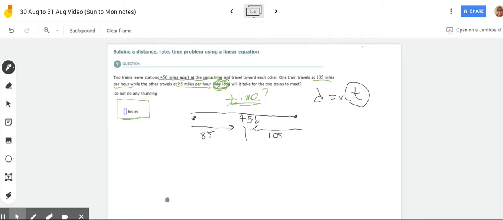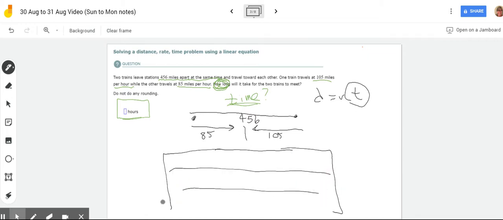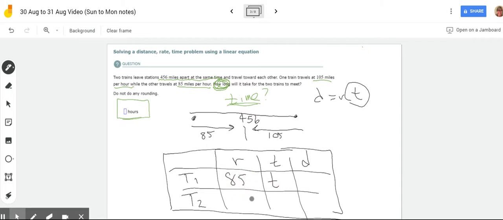Okay, so here we go. Let's draw the chart. Rate, time, distance. Do not be tempted to put that 456 there. It doesn't go there. Okay, this is T1 and T2, train 1, train 2. Rate, train 1 is 85. The time is going to be the time.